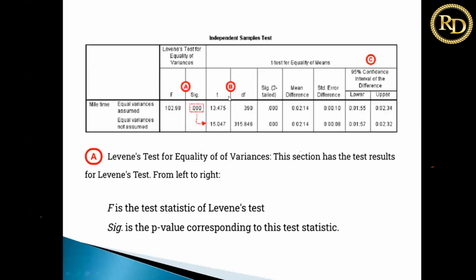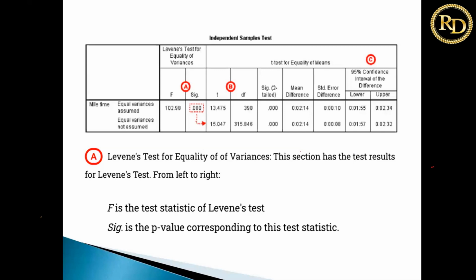And here we can see the p-value is less than 0.05. So the null hypothesis is rejected, that is, the equality of variances of the two populations is not there. So since equality of variance is not met, in that case we will use this line, equal variance not assumed. And you can see here the degree of freedom is adjusted, and through that formula it comes out to be 315.846, while the degree of freedom was 390 for equal variance.